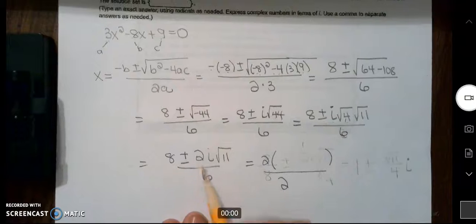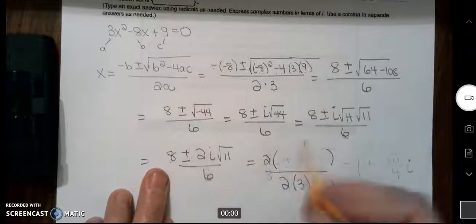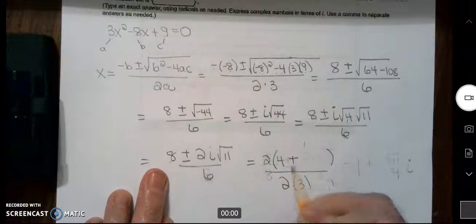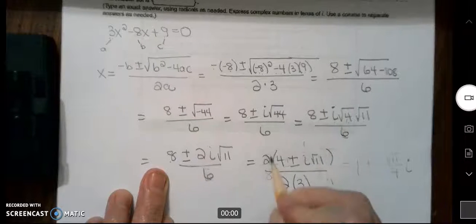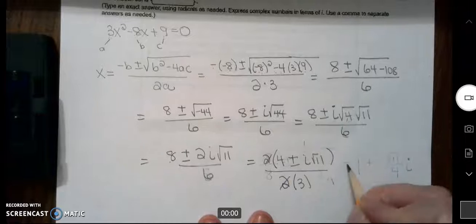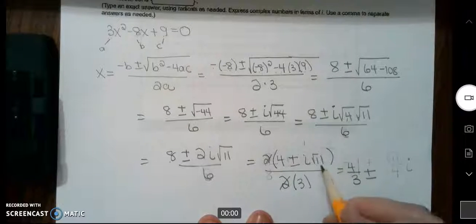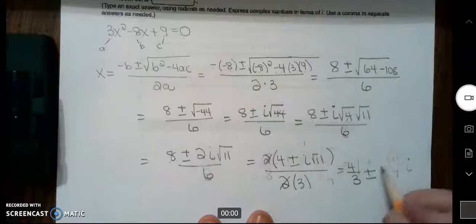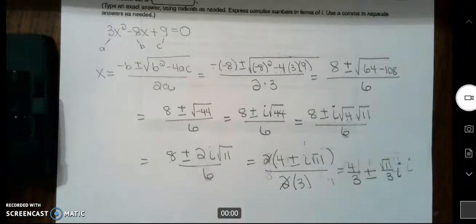So there's a common factor from everything, which is 2. If I factor out 2 from here, I get 4. If I factor out 2 from here, I get i square root of 11. And those cancel out. So you get 4/3 plus or minus square root of 11/3 times i. Okay, so that is one way to do it.